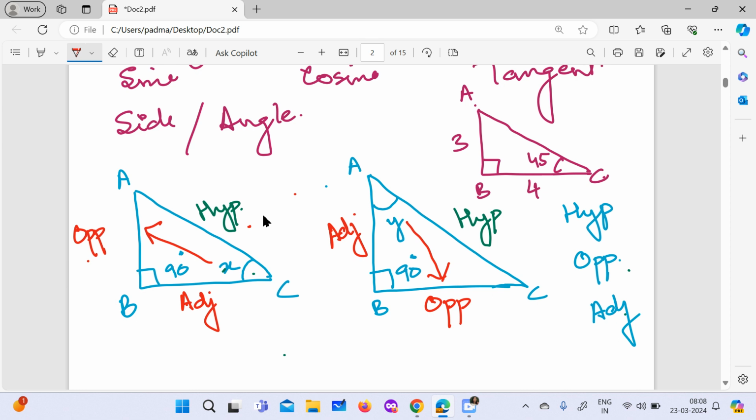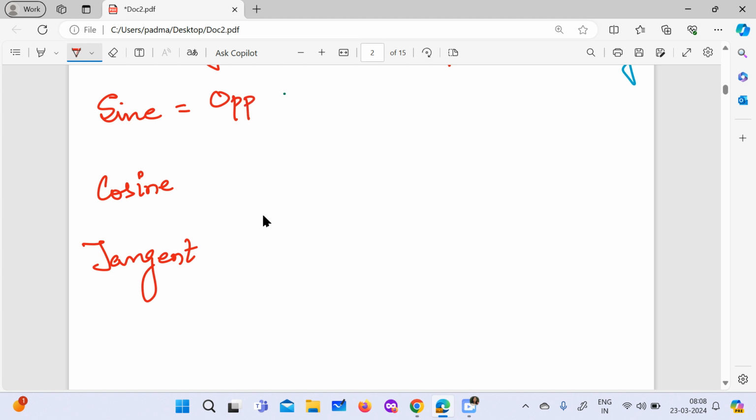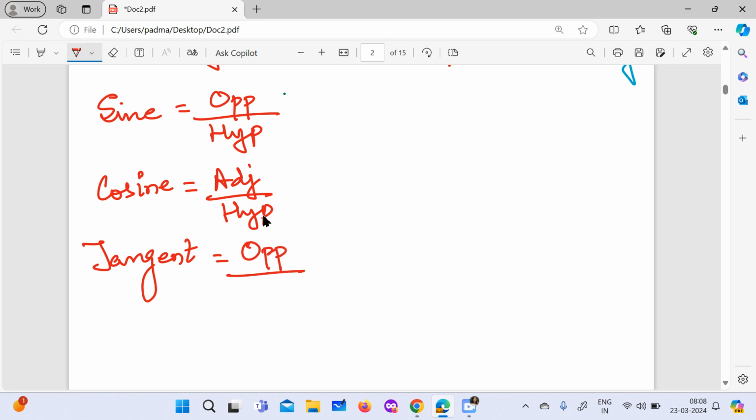Now I will introduce you to the sine, cos, and tan ratios. So sine, cos, which we also call cosine, and tan, which we also call tangent. There are certain rules for this. Sine is opposite upon hypotenuse, cosine is adjacent upon hypotenuse, and tangent is opposite upon adjacent.